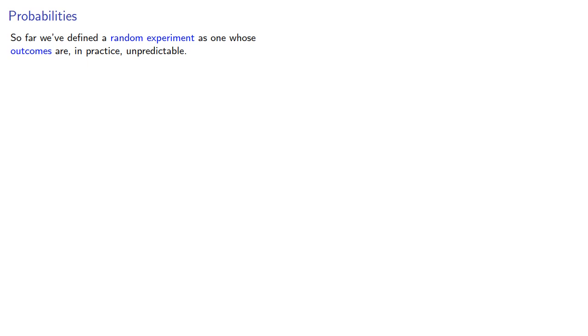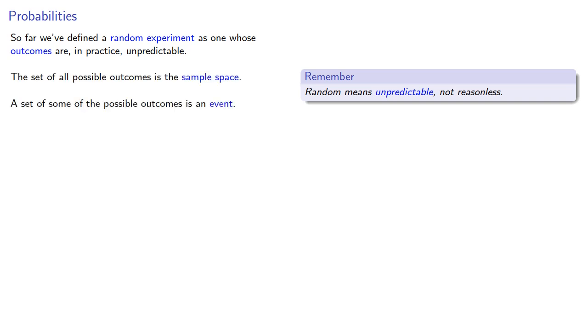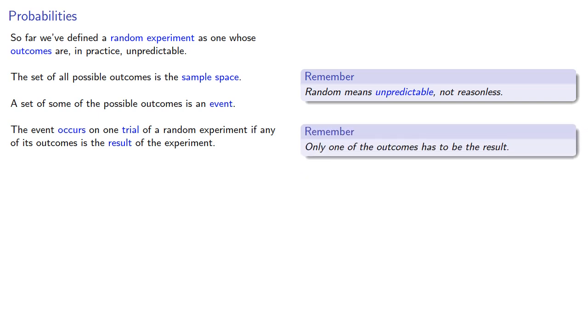Now, so far we've defined a random experiment as one whose outcomes are in practice unpredictable. And remember, random here focuses on the unpredictability. It doesn't mean reasonless. The set of all possible outcomes is the sample space. A set of some of the possible outcomes is an event. And the event occurs on one trial of a random experiment if any of its outcomes is the result of the experiment. So again, only one of the outcomes has to actually be the result.